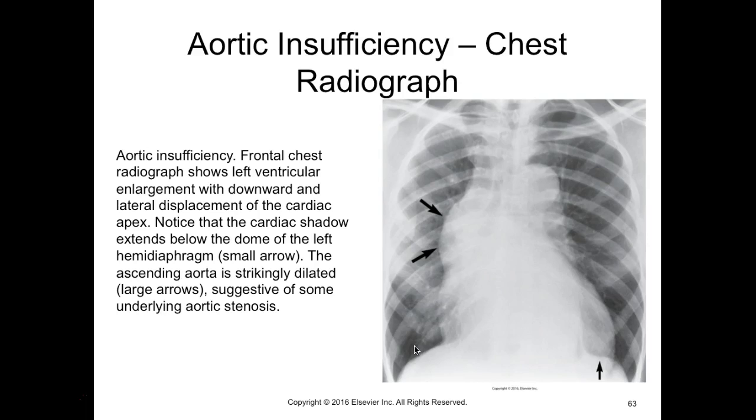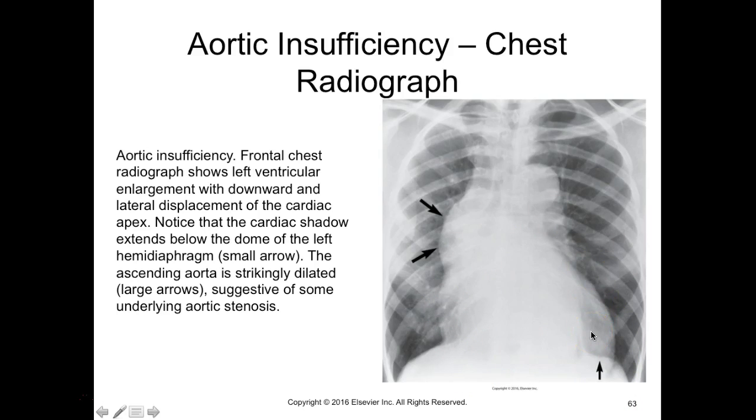So enlargement with downward and lateral displacement of the cardiac apex. So you see how low the apex is? So here's your diaphragm, and you can see it's coming down way low. So if you have a patient with aortic insufficiency, you're going to have to go pretty low. I mean, you're clipping the costophrenic angles off, so you clearly would need to get those on there, and you need to make sure that you've got all of the heart on there, okay?